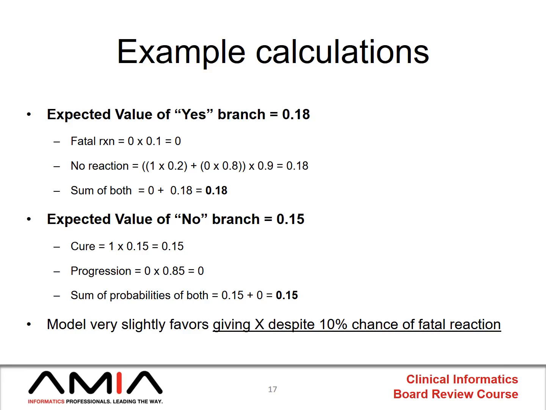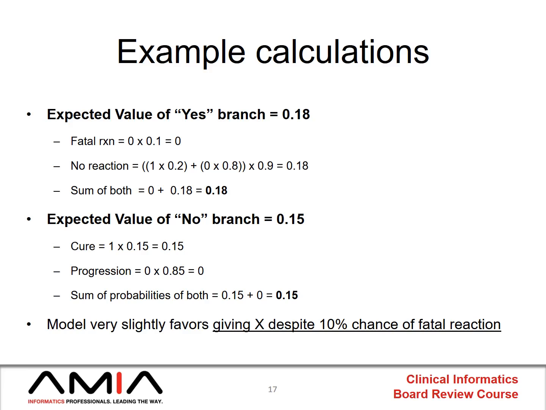In the case where there's no reaction, we said there's a 20% chance of living plus an 80% chance of death. And that whole sub-branch of the tree has a 90% chance of taking place in the first place because those are the 90% that survived. And so I multiply all of that by 0.9 and I end up getting 0.18. Now the sum of the fatal reaction and the no reaction is 0 plus 0.18, or 0.18 total.